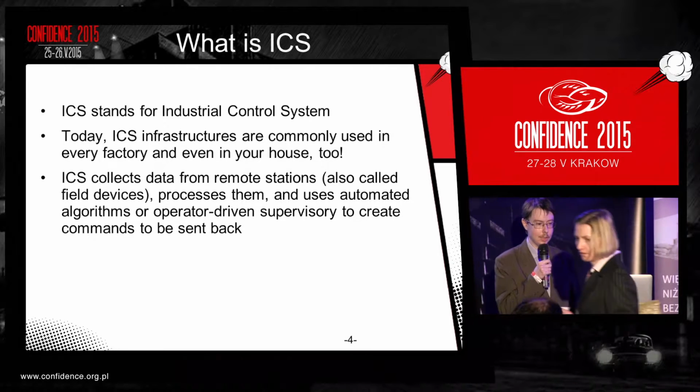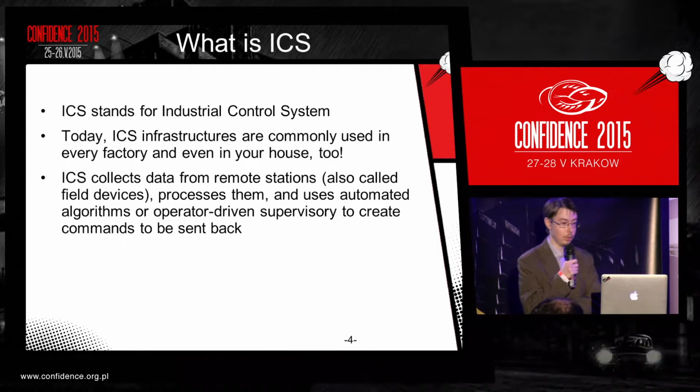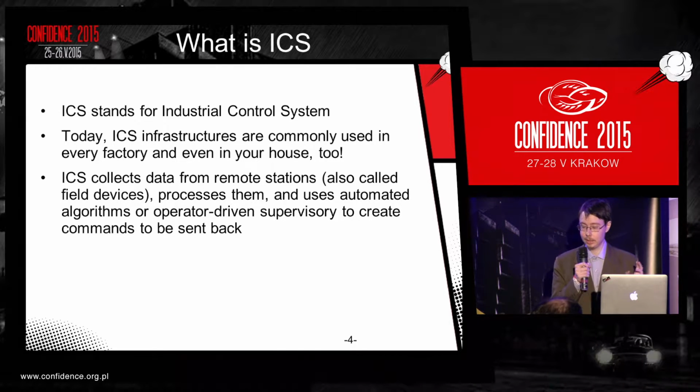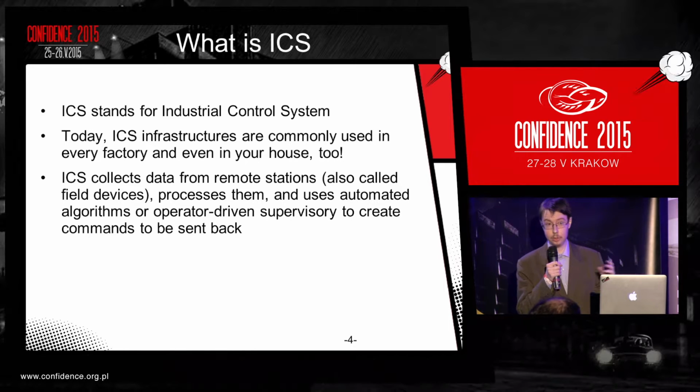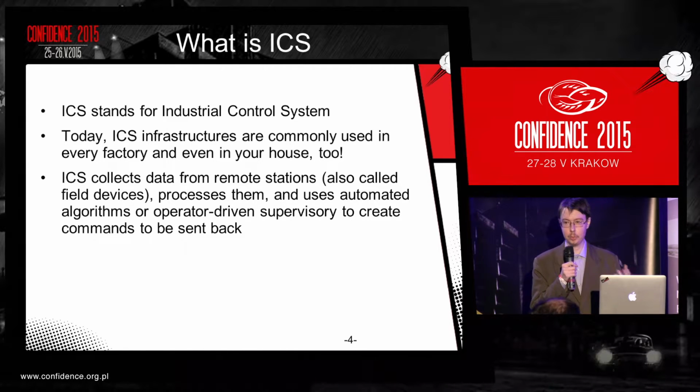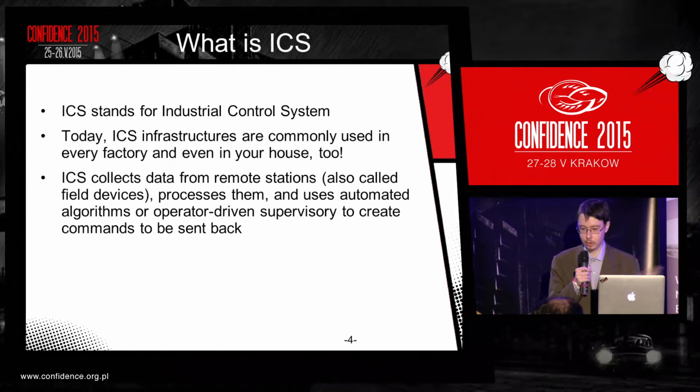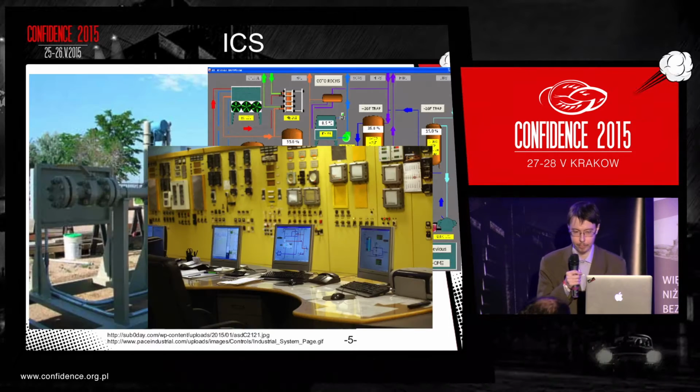In general, ICS collects data from remote stations, also called field devices. Such field devices could be temperature sensors that aggregate some value from the physical world. ICS processes these values, and uses automated algorithms, or, if needed, operator-driven supervisory control, to create commands to be sent back to devices called actuators that do the dirty work, interacting with the physical world, like switching the pump on or off or closing or opening gates.